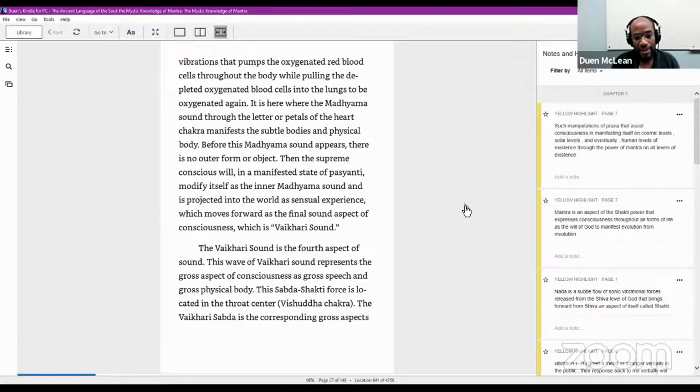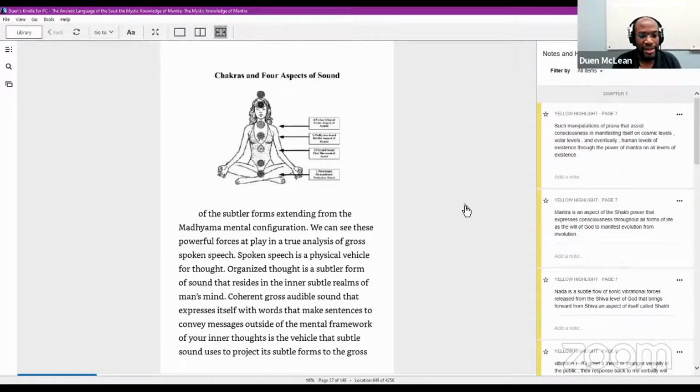When the Supreme Conscious Will, in a manifested state of Pasyanti, modifies itself as the inner Madhyama sound and is projected into the world of sensual experience, it moves forward as the final sound aspect of consciousness, which is Vikhari sound. The Vikhari sound is the fourth aspect of sound. This wave of Vikhari sound represents the gross aspect of consciousness as gross speech and gross physical body. This Sabda Shakti force is located in the throat chakra, Vishuddha chakra. The Vikhari Sabda is the corresponding gross aspect of the subtler forms extending from the Madhyama mental configuration.